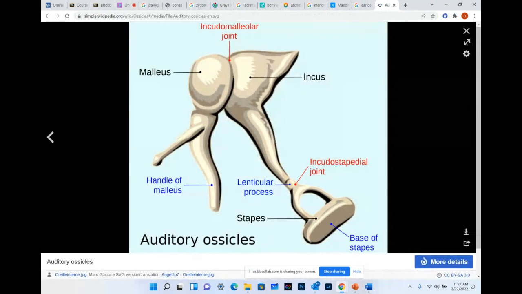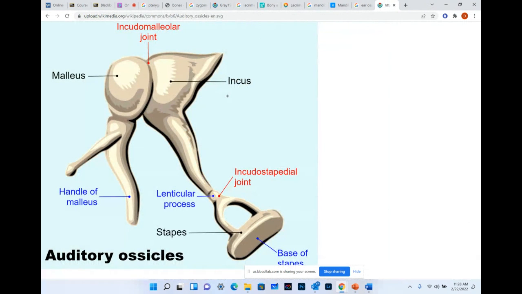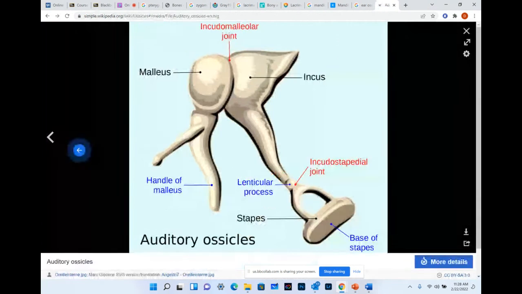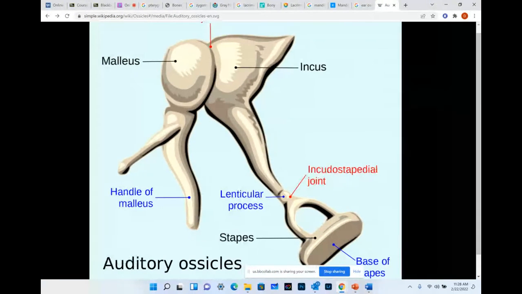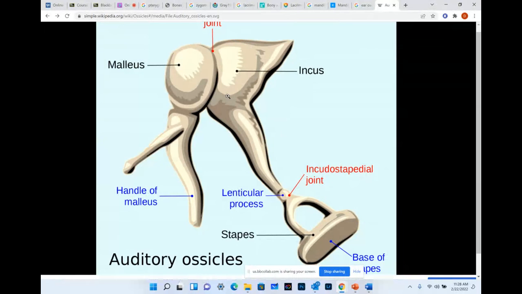You see over here, follow my cursor. This one is the malleus. It is shaped like a mallet, like a hammer. This one is shaped like an anvil, and it's the incus. And then this one right here is the stapes, which is shaped like a stirrup. These are the 3 ear ossicles.